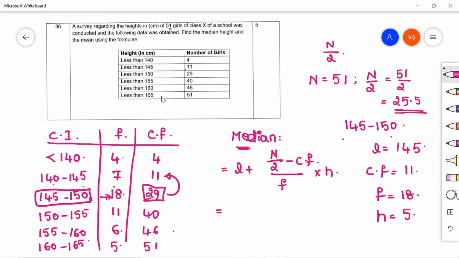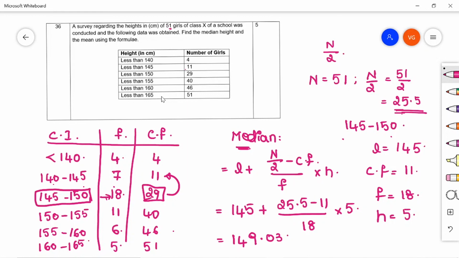So try to substitute: 145 plus 25.5 minus 11 divided by frequency 18 into height of the class 5. If you calculate this one, you will get 149.03. So this is how you can calculate median.